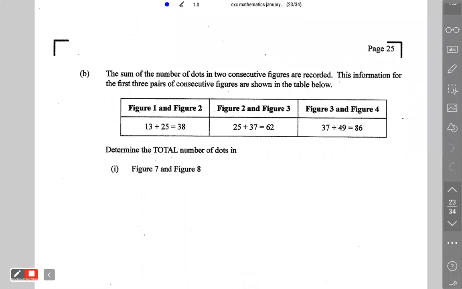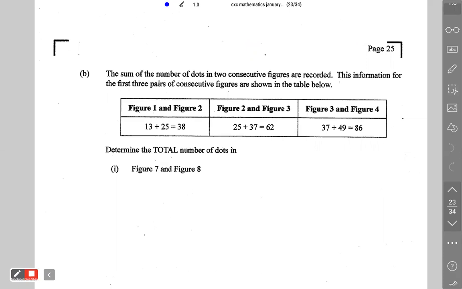On the next page, it says the sum of the number of dots in 2 consecutive figures are recorded. This information for the first 3 pairs of consecutive figures are shown in the table below. Determine the total number of dots in figures 7 and 8.